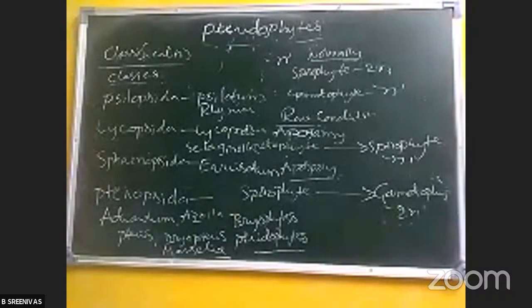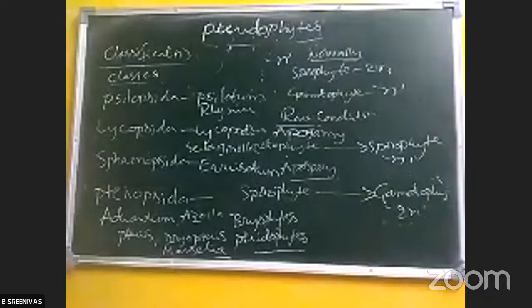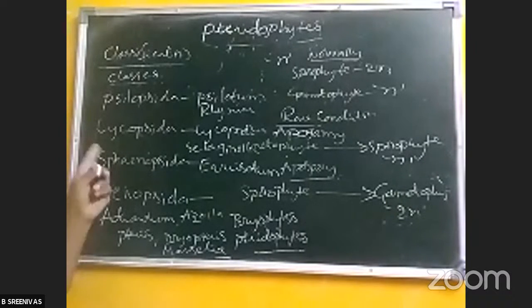Right? Next one, life cycle of the pteridophyte. So we can observe two types of life cycles in the pteridophytes. So two different modes. Okay, now, is it clear? Can I write this one?